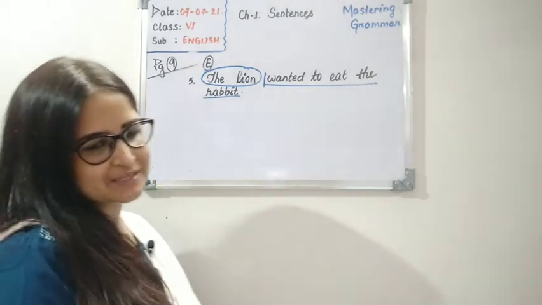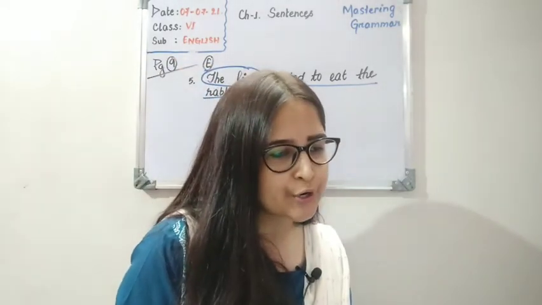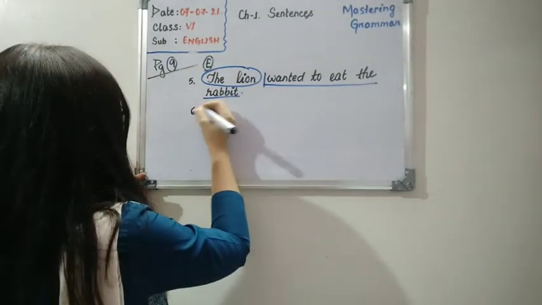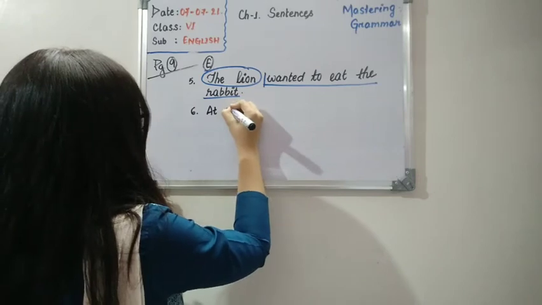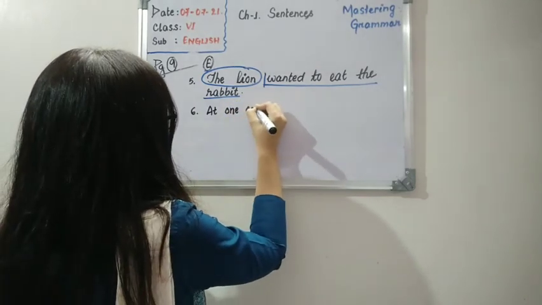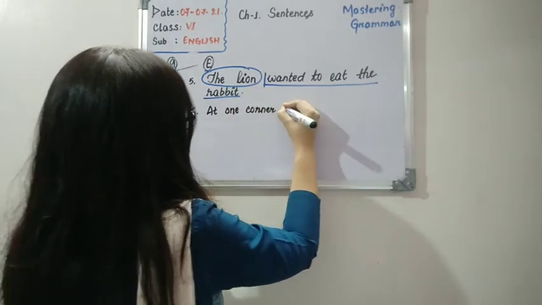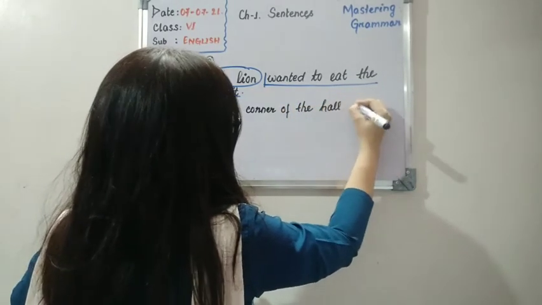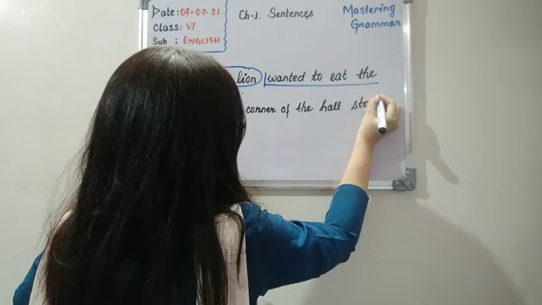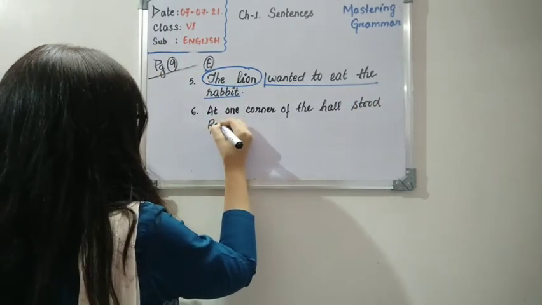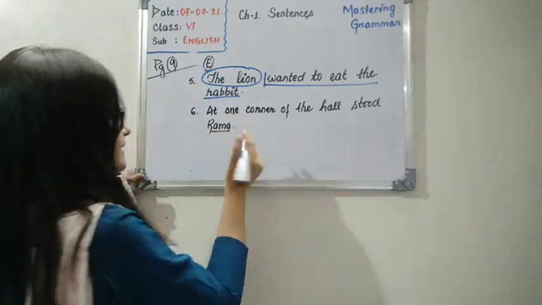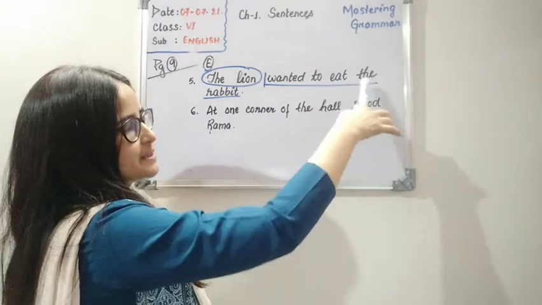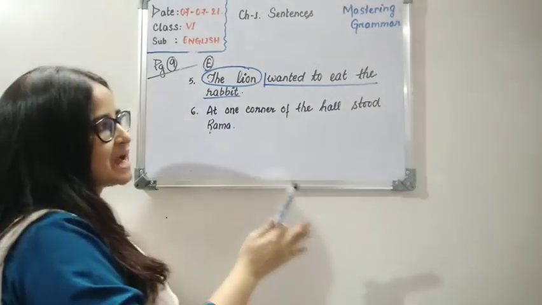Now moving to number 6, children. At one corner of the hall stood Ramu. Number 6. At one corner of the hall stood Ramu. Okay. Now children, what did I tell you? You have to ask a question. You have to ask, because this is the verb, this is the past tense of stand. Stand, stood.